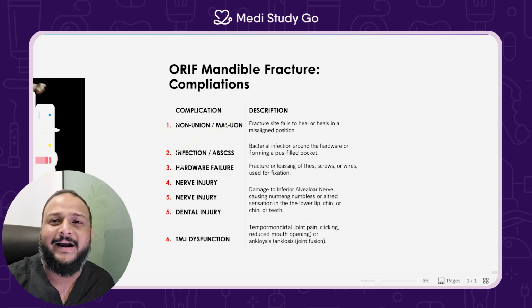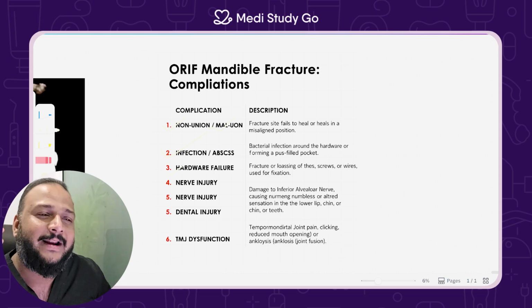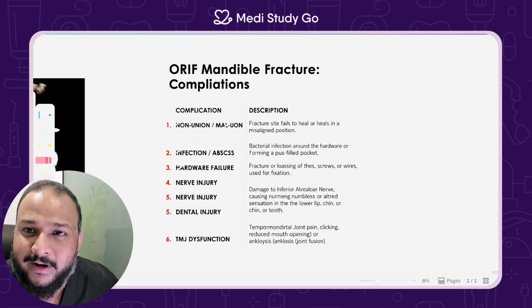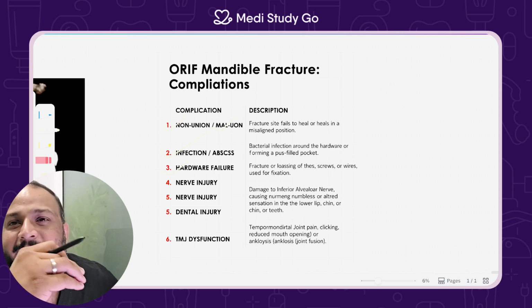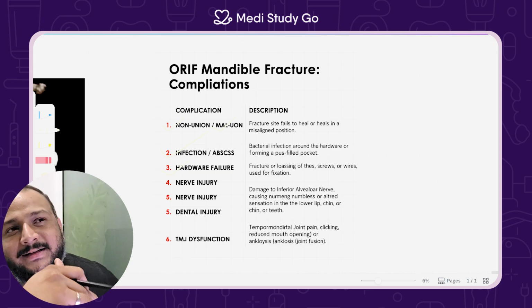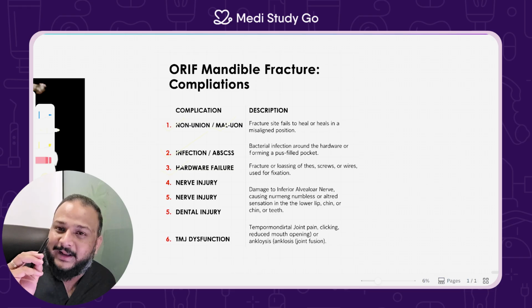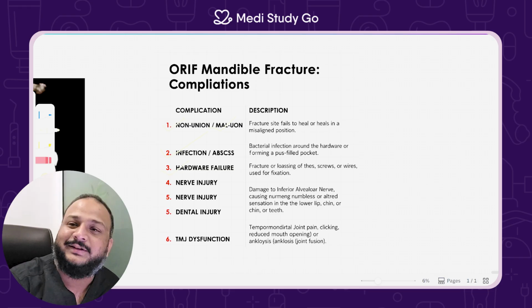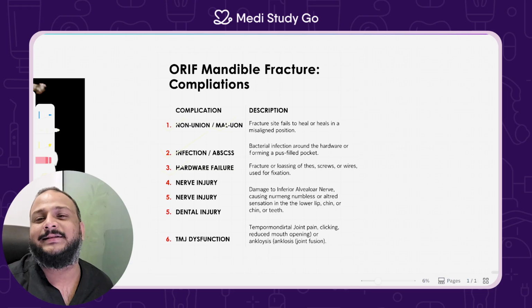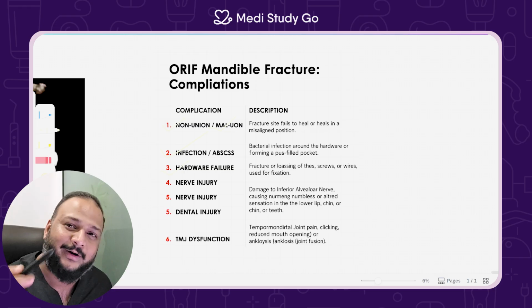Hardware failure. Why do you have a hardware failure? A hardware failure basically means either your plate is broken, or your plate got so infected, or there was so much infection that there was bone loss and you had to remove that plate. This kind of situation is called a hardware failure, which is seen in immunocompromised patients or the patients who get unfortunately infected.